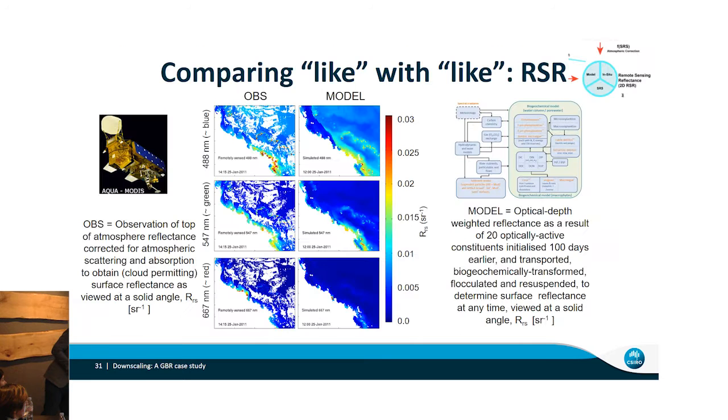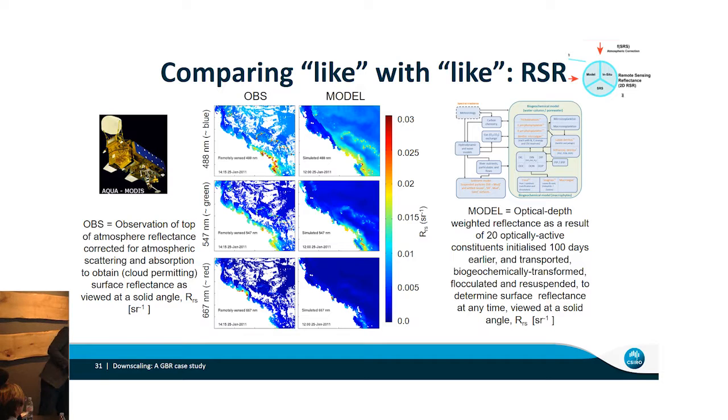So here's a comparison of the observed reflectance at 488 nanometres against the modelled reflectance at 488 nanometres. This has come from a model which is not data assimilating. It had been initialised 100 days earlier. So what we're seeing here is the evolution of the model state to be able to adequately predict a surface remote sensing reflectance. We show this at 547 and also 667 nanometres. But like I said, we can do this at any wavelengths that we choose.